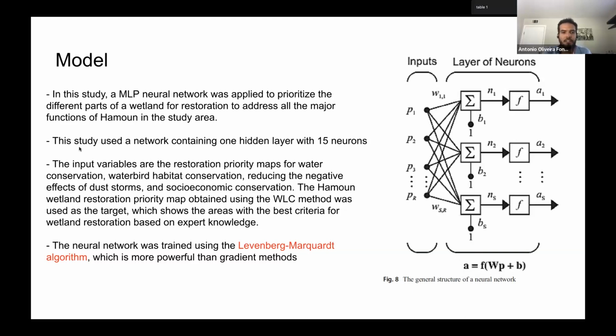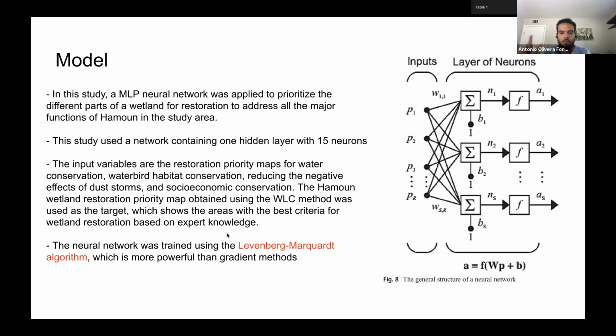This study used a network containing 1 hidden layer and 15 neurons. I think that's extremely small, although they say that they managed to get good performance with it. That's an extremely small network, just 1 hidden layer and using just 15 neurons in this hidden layer. Very small network indeed. They give some other details about the methods, like what they're trying to approximate and so on, which I already have discussed.